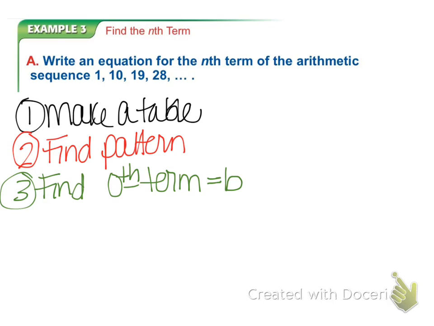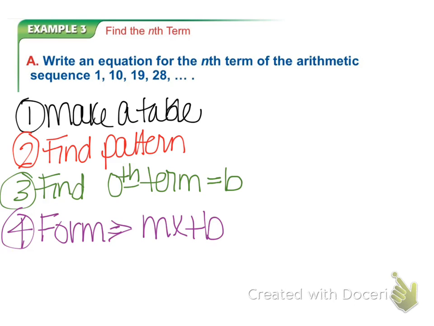And then last, we are going to put everything together in this form, mx plus b. One thing I forgot is back up here at the pattern, that's your m. Yes, we use m for slope, so that's your slope. All right, so write down those 4 steps and then we'll move on.